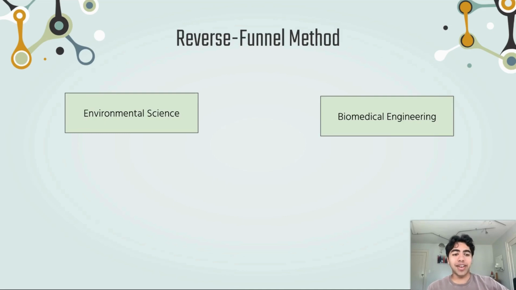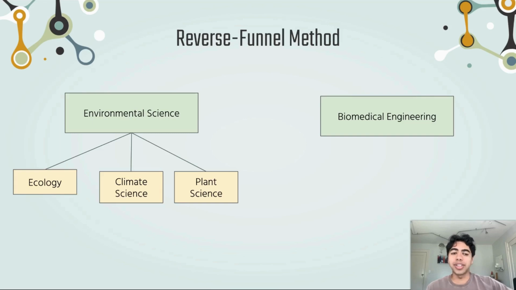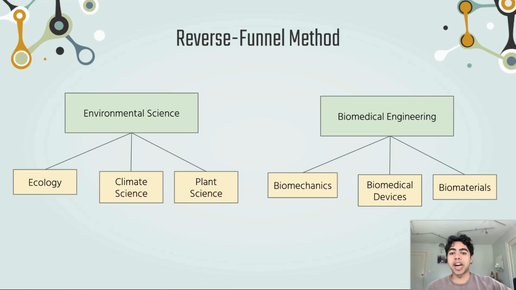Then for these scientific areas, break them down into 3 or 4 major subcategories, the ones that are most appealing to you. With the environmental science example, you could break it down into ecology, climate science, and plant science. With the biomedical engineering example, you can do biomechanics, biomedical devices, and biomaterials.